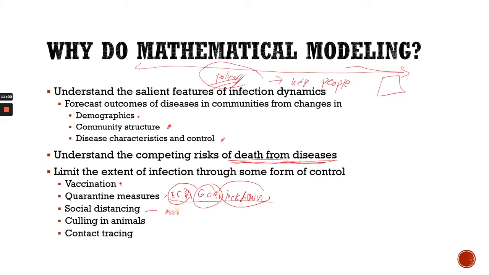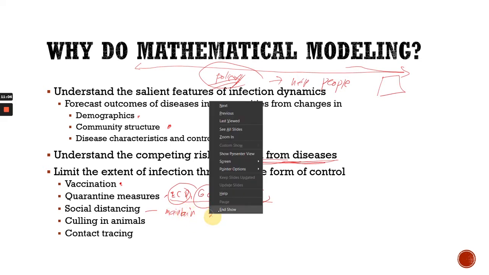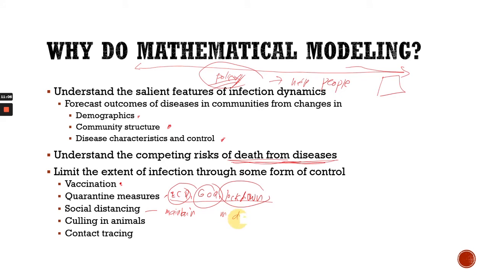Maintain, say, a 2 meter distance. Culling animals, yeah, it could be. Animals are possible, because although there is no proven study, it could be that animals can become carriers of the coronavirus, especially the dogs.